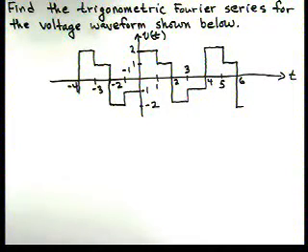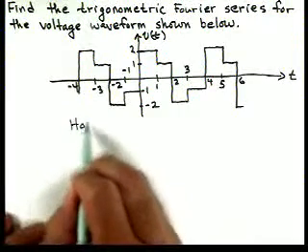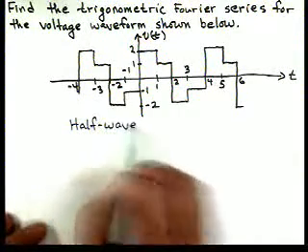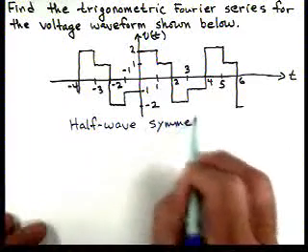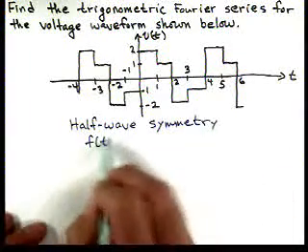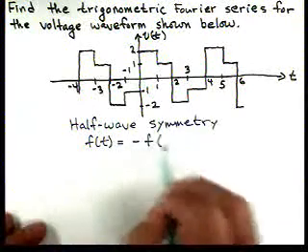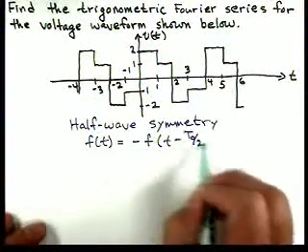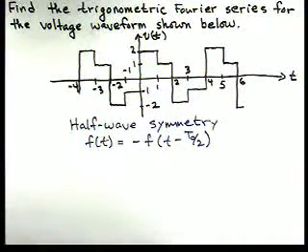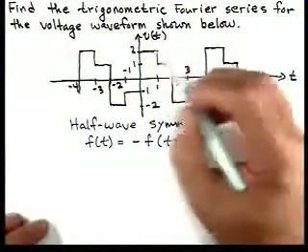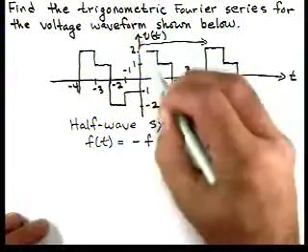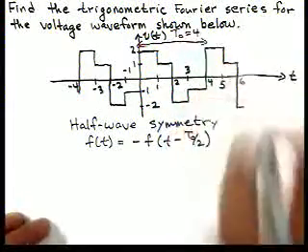In this problem, we're asked to find the trigonometric Fourier series for the voltage waveform shown below. If we look at that waveform and its symmetry, this function has half-wave symmetry, and that's characterized by f of t equals minus f of t minus t0 over 2. And it turns out for this waveform, t0 is equal to 4.